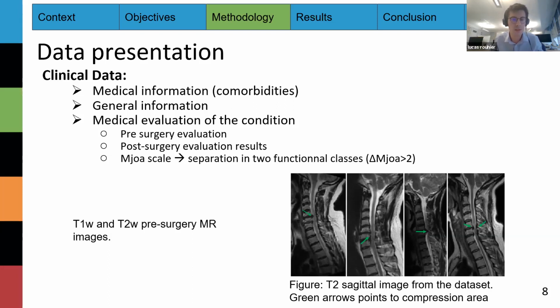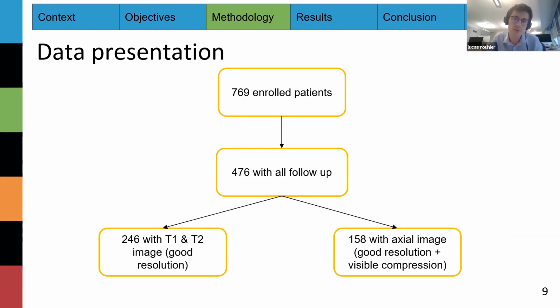The second part of this data are T1 and T2 weighted pre-surgery MR images. Here you can see a T2 sagittal image that comes from the dataset. We are using T2 weighted images because it's easier to see the spinal cord in those. And the green arrows point to the compression area. As you can see, it can happen at different levels and from different sides, which explains a huge patient intervariability. In this study, there were 769 enrolled patients.